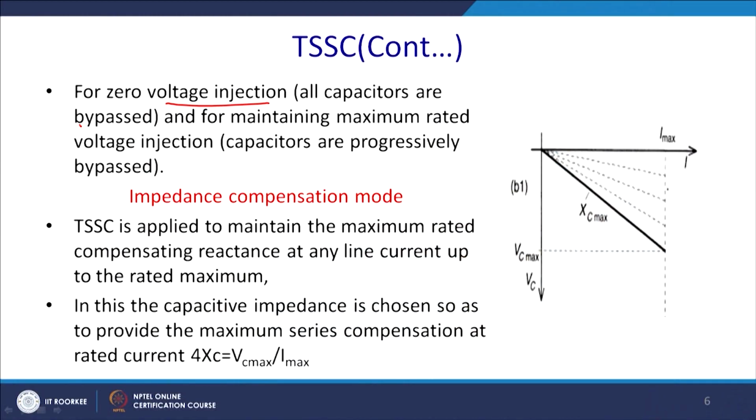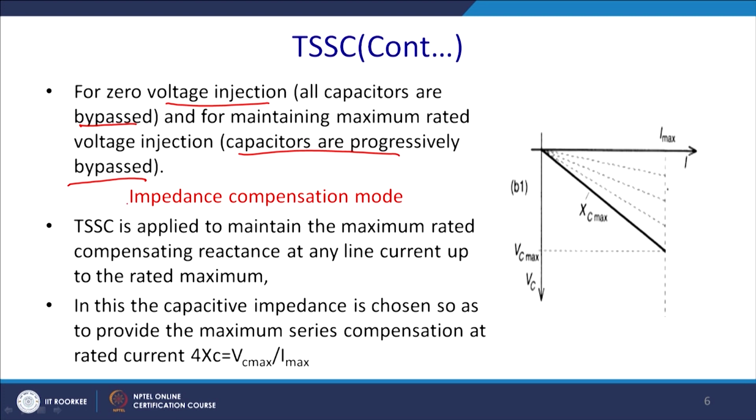For 0 voltage injection, all capacitors are bypassed, and for maintaining maximum rated voltage injection, capacitors are progressively bypassed. So, ultimately one after another capacitor can be bypassed.